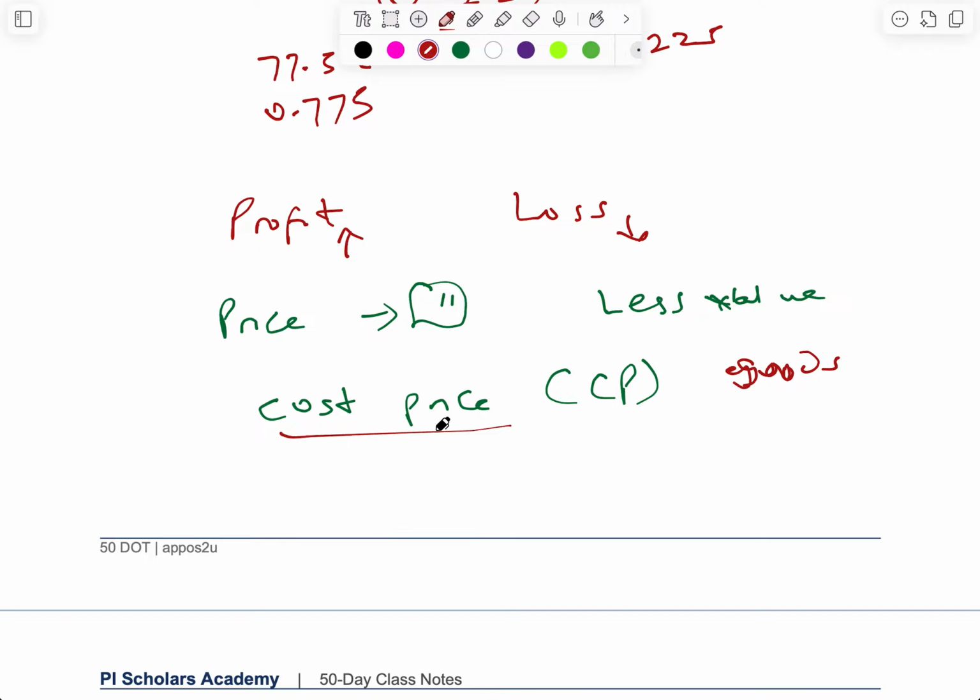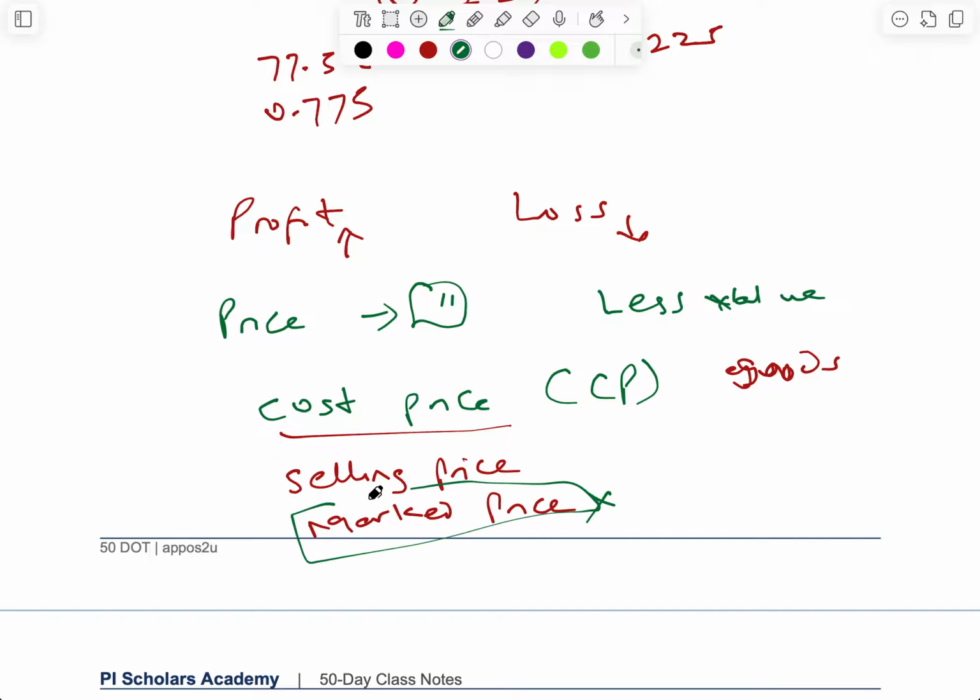Now the next one is what we call the selling price. Now, there is selling price and there is also what we call the marked price. Selling price is different from marked price, and I want you to pay attention to the difference between the two of them. You see, marked price is the intended amount that you want to sell something for. Let's say you had gotten something for 200 US dollars, and then you intended to sell it at 300 US dollars. This is your marked price.